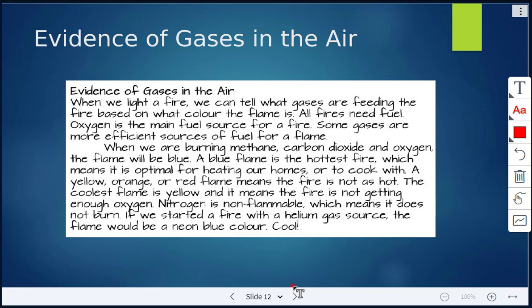A yellow, orange, or red flame means the fire is not as hot, and then the coolest flame is yellow, and it means the fire is not getting enough oxygen. Nitrogen, which we talked about is in the air, is non-flammable, which means it does not burn. If we started a fire with a helium gas source, the flame would actually turn a cool neon blue color.